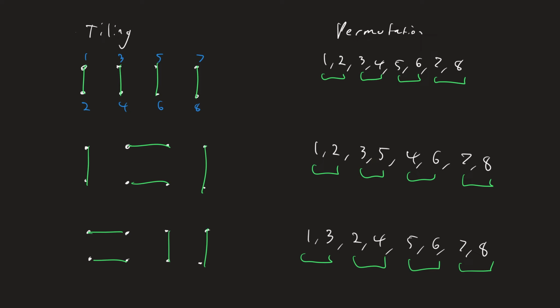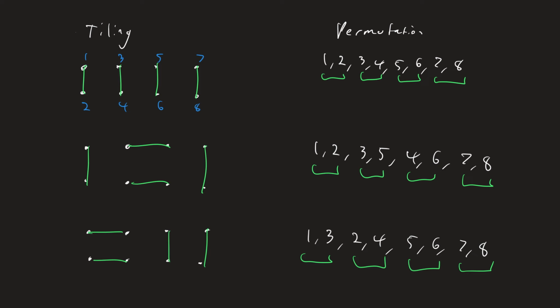Then we look for the smallest number not yet used, which will be 4. That gives us the start here, and the tile that covers 4 also covers 6, so 4 to 6 is here. The smallest number not yet used is 7. The tile at 7 also covers 8, so 7, 8.